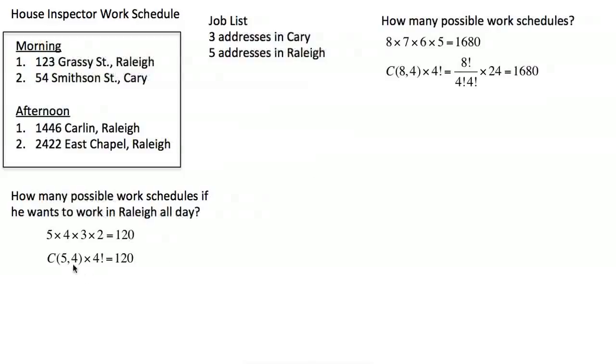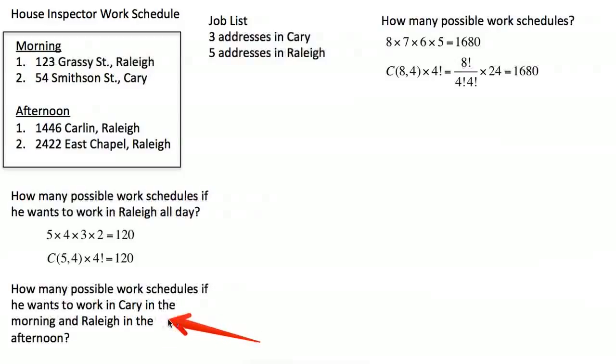Or first pick which 4 Raleigh locations you're going to visit. Those 4 locations can be picked from the total of 5 Raleigh addresses in this many ways, combinations of 5 things choosing 4, and then those 4 having been chosen can be lined up in 4 factorial ways, just like when we looked at this part up here. Another calculation giving you 120. 2 correct solutions. Again, the top one being a bit simpler.